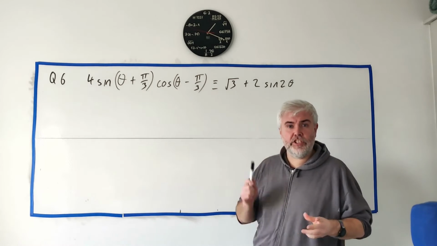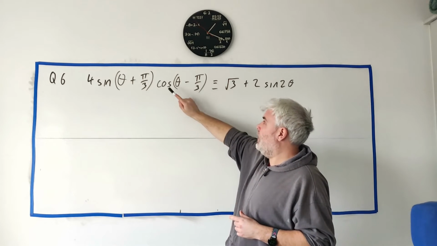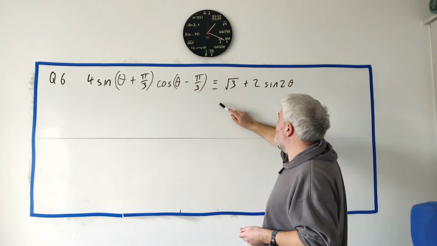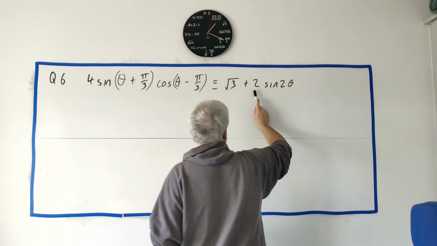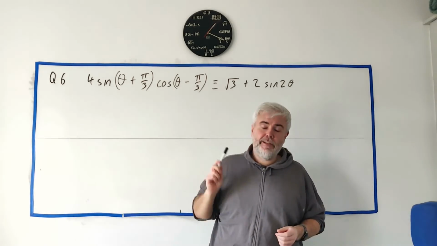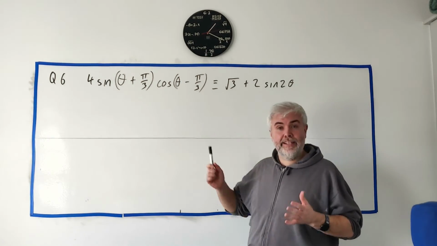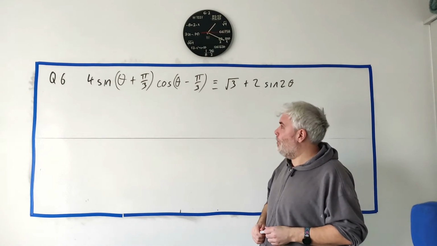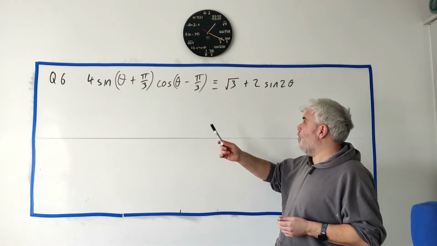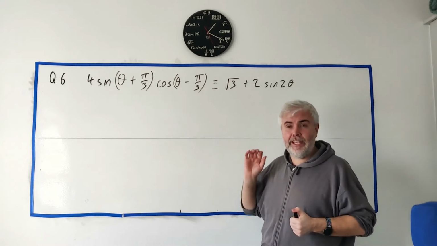First thing they ask us to do is to show that 4 sine(theta plus pi over 3) multiplied by cosine(theta minus pi over 3) is equal at all points to the square root of 3 plus 2 multiplied by sine 2 theta. Now, a question very similar to this will come up pretty much every year in the exam. They want you to show that this identity works. Basically, how we do that is we take one of the sides of this identity and we make it equal the other side. We play around with it however we want, but basically we make it equal the other side.